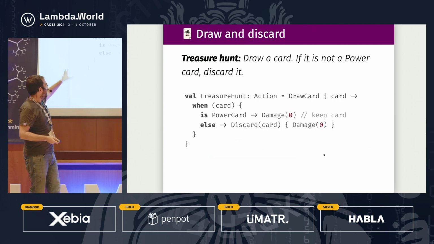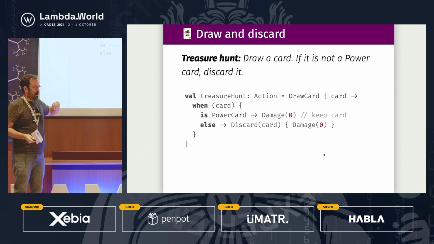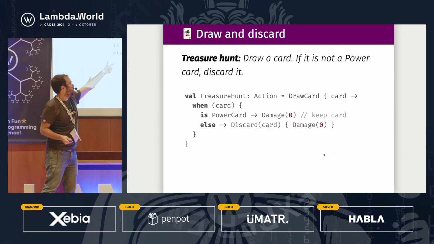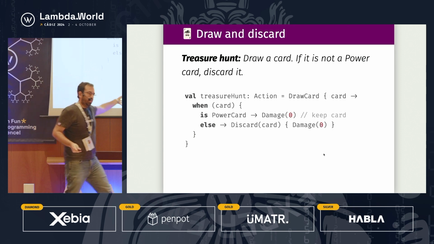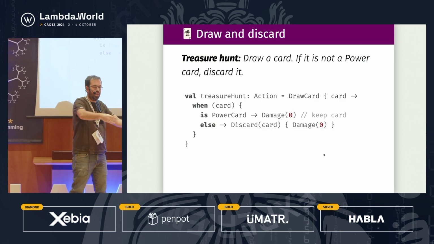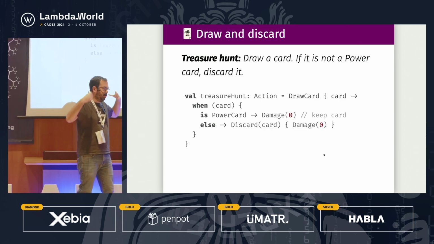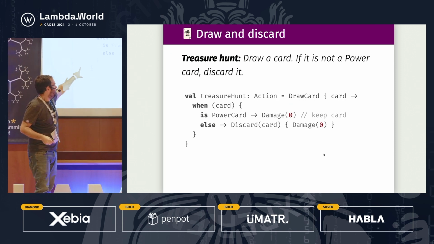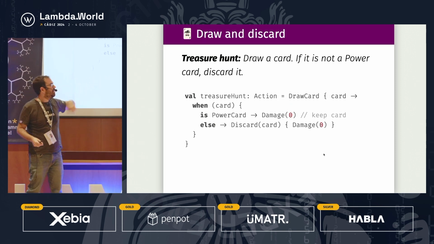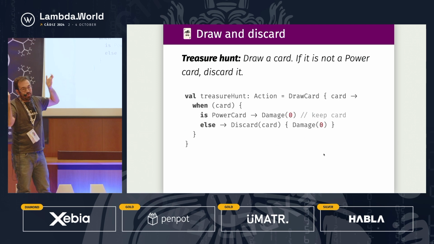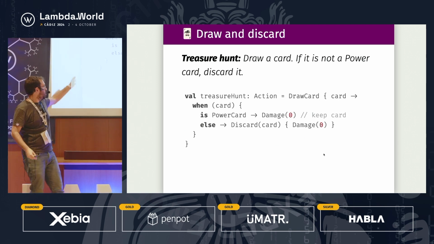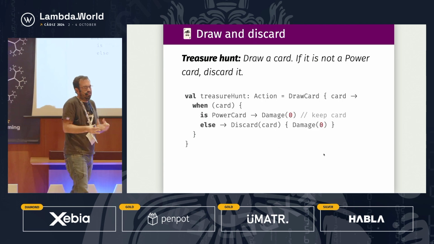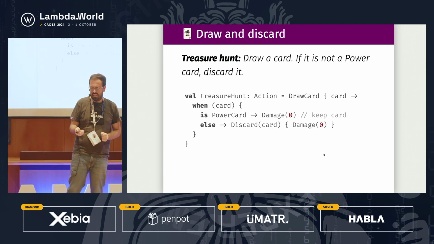Good, so you can write again examples like this where you say draw a card. If it's not a power card, discard it. So you can say, well, draw a card. You need to tell what to do next, and this will tell you which card you draw, and then you say, well, if it's a power card, then you keep the card, and then you do 0 damage, and then you are done. Otherwise, you discard it, and then do 0 damage. 0 damage is really like do nothing, as I said before.